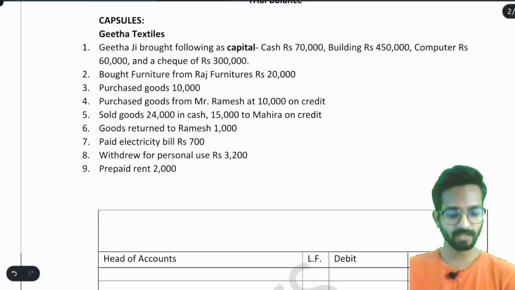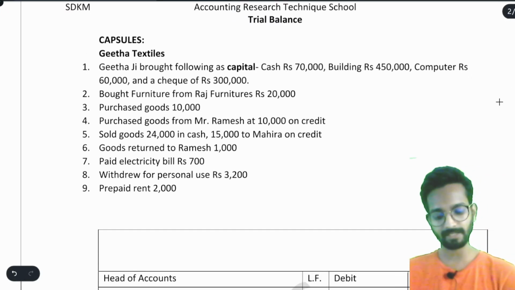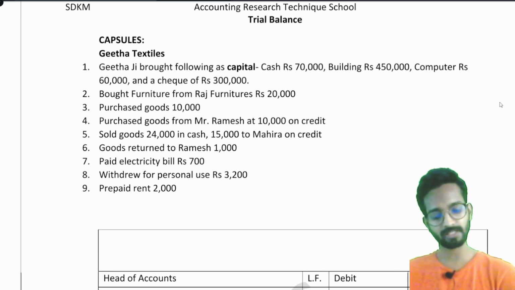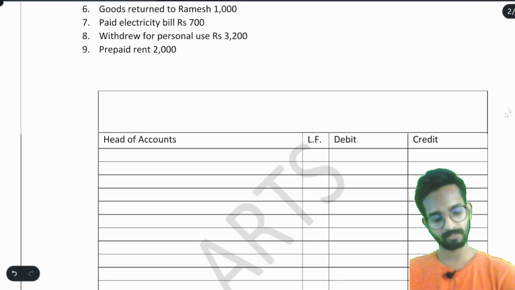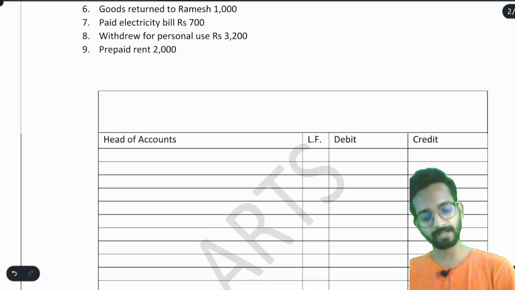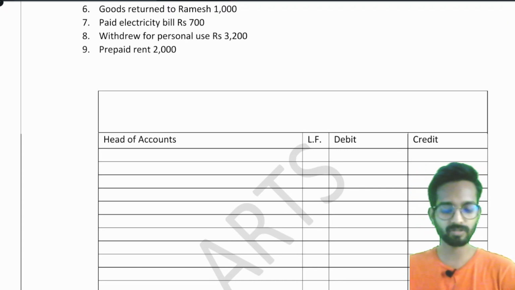Now see, in capsule number 1, what we have here is Geeta Textiles. Geeta ji brought the following as capital: cash 70,000, building 4,50,000, computer 60,000 and a check of rupees 3 lakhs. So what will we write in our trial balance? See, we cannot prepare the trial balance directly, remember this. We have to prepare the ledger accounts.